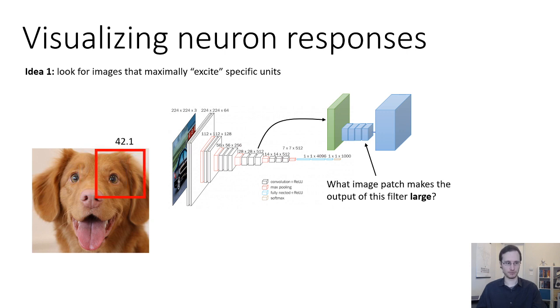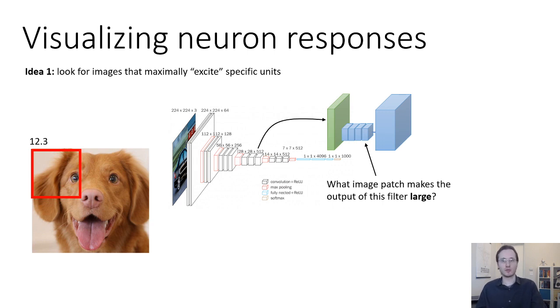All right, let me just replay that again. 12.3, 37.4, 17.1, 21.4, 42.1. So the question that I'd pose to you is, based on these numbers, what do you think this filter is actually paying attention to? What do you think it's looking for in the picture? And again, this patch is 42.1, this one is 21.4, this one is 17.1, this is 37.4, and this is 12.3.